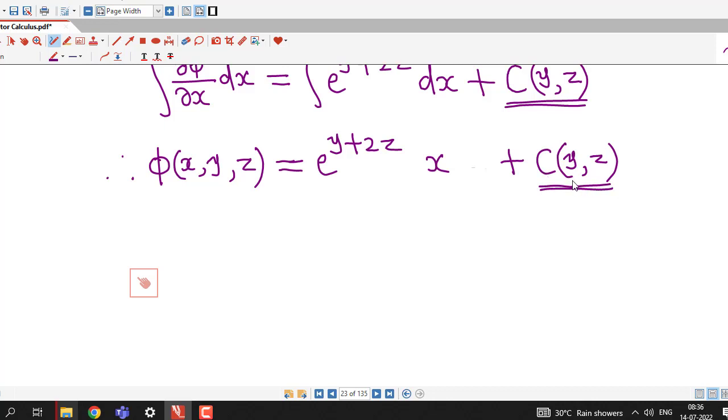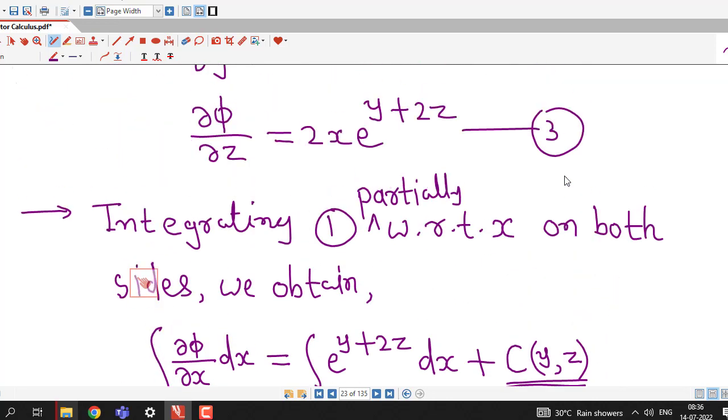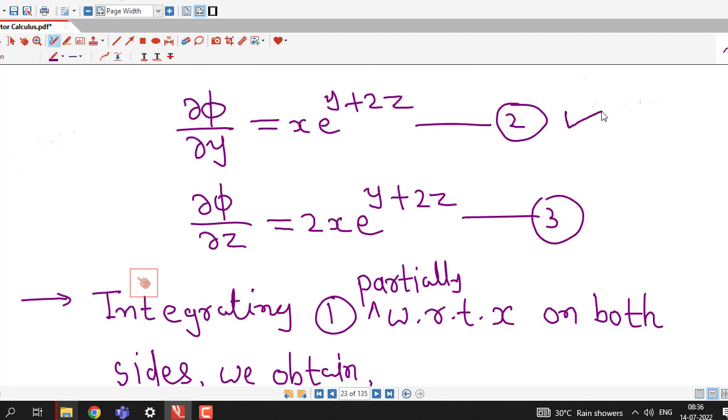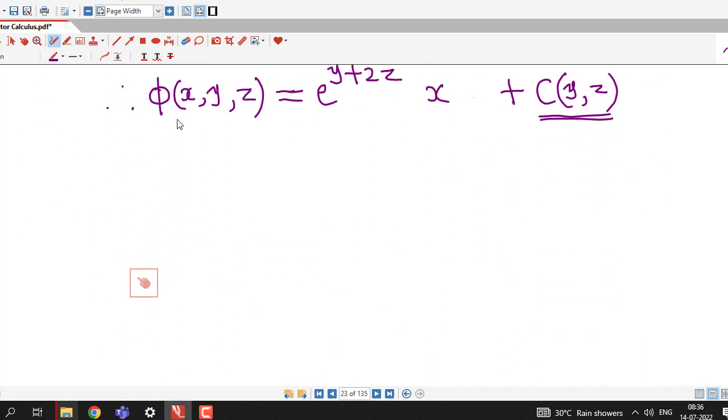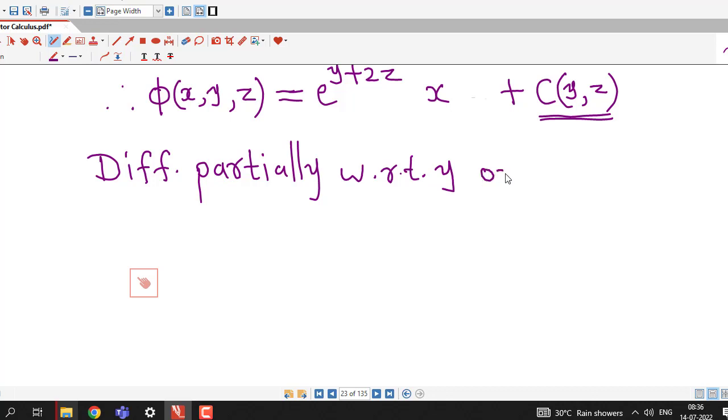So to decide this c, we can use any of the remaining two equations. We have not used these two equations, del phi by del y and del phi by del z. So if I want to use equation 2, I have to differentiate this equation with respect to y, so that I can substitute the value of del phi by del y. And if I want to use equation 3, I have to differentiate this with respect to z. Suppose we differentiate this with respect to y. Differentiation is partial differentiation, so we write that differentiate partially with respect to y on both sides.